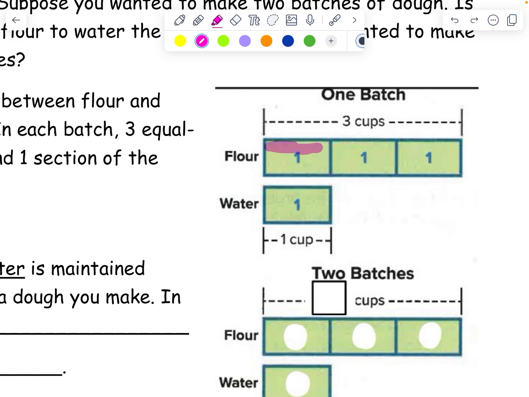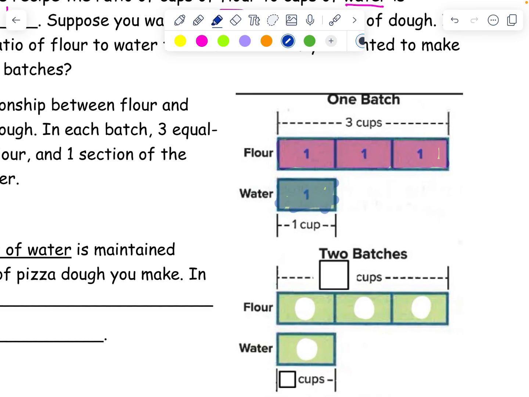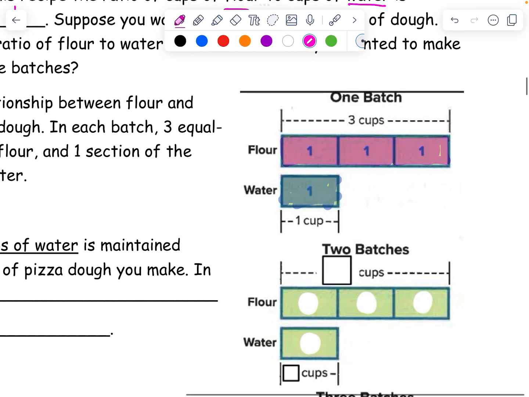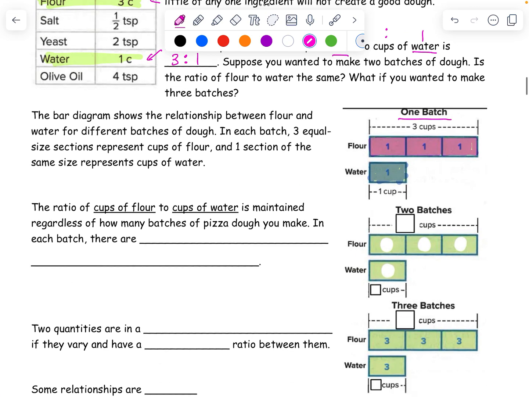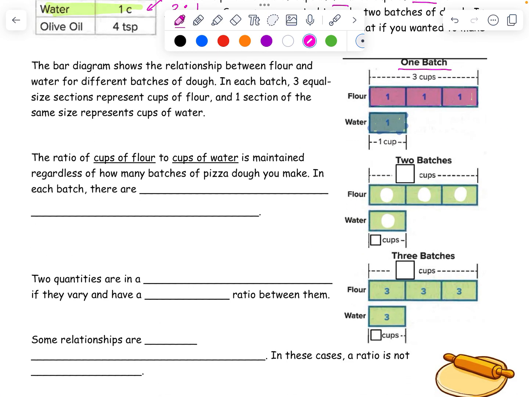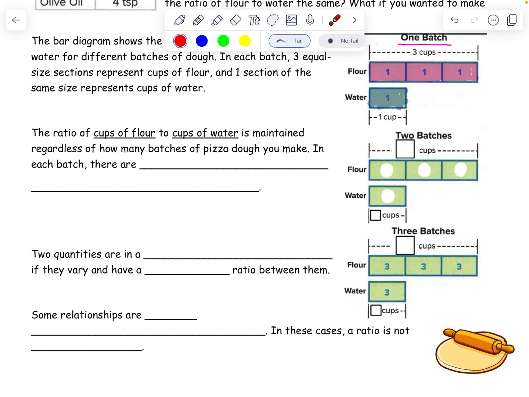If you look at this, let me color coordinate this. Flour, I'll make it pink. There are 3 cups, and we just talked about how for every 3 cups of flour, you need to have, we'll do blue for water, 1 cup of water. That's the ratio for 1 batch. The ratio of cups of flour to cups of water is maintained regardless of how many batches you make. The ratio of 3 to 1 has to be maintained regardless of how many batches of pizza dough you make.